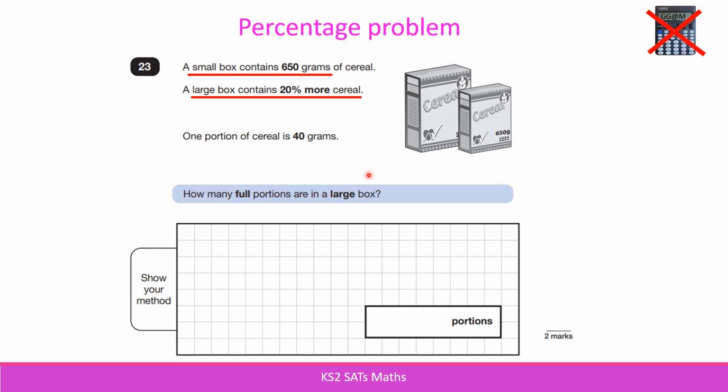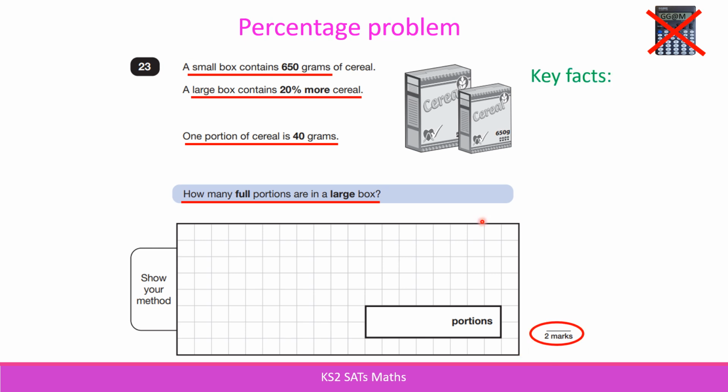We're told that one portion of cereal is 40 grams, and you're asked to work out how many full portions there are in this large box. So how many bowls of cereal can you get out of this large box? It says you must show your working, so the method must be shown here, and you've got to write your answer in the box, and this will give you 2 marks in the exam.